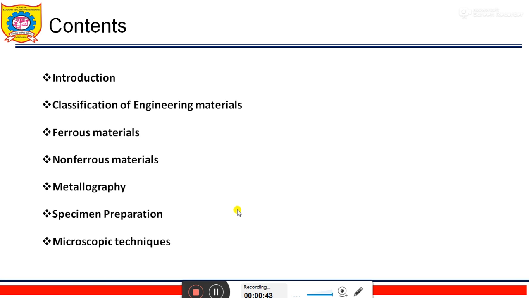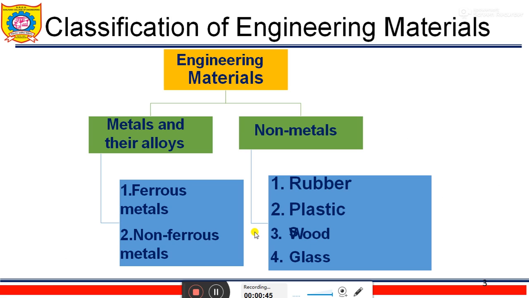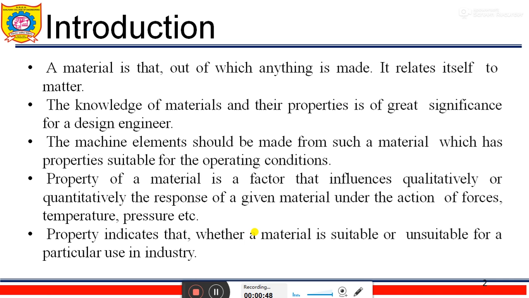First content, that is the introduction. What is material? A material is that out of which anything can be made. It relates itself to matter. We can say that material is nothing but matter. A material is one out of which something useful can be made from a matter.